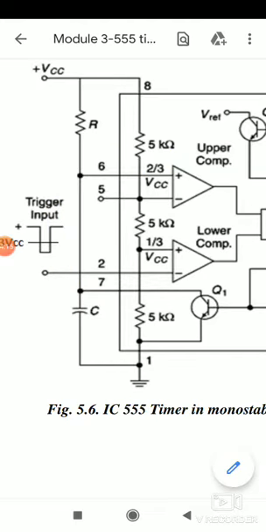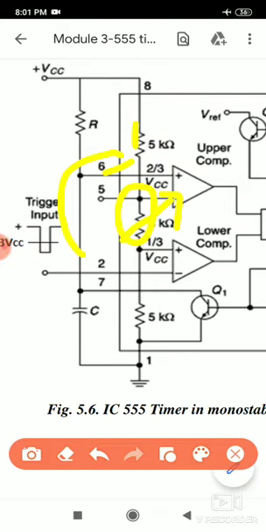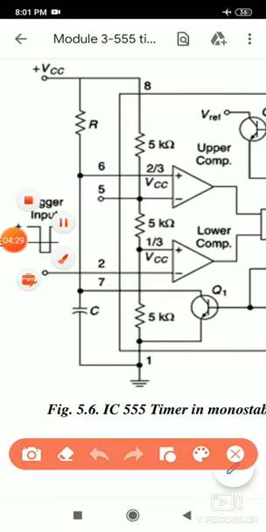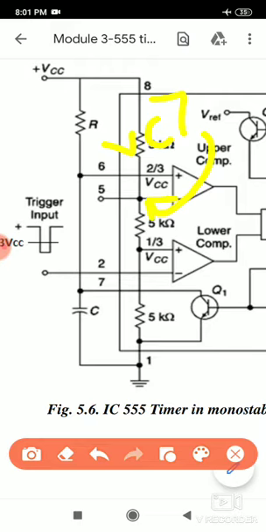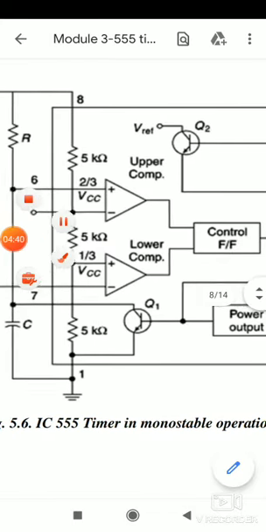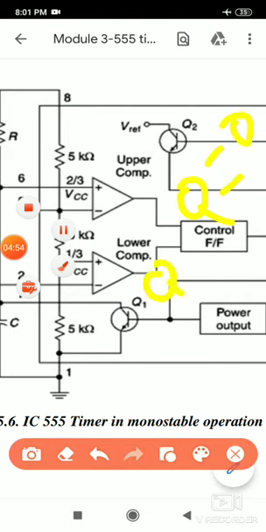The capacitor charging voltage is applied to the non-inverting terminal of the upper comparator. Now the upper comparator will compare the capacitor charging voltage with the node voltage 2 by 3 VCC. When the capacitor charging voltage VC is greater than node voltage 2 by 3 VCC, the upper comparator will be on. Upper comparator on means reset the flip-flop output. Reset means Q equal to 0 and Q bar equal to 1.